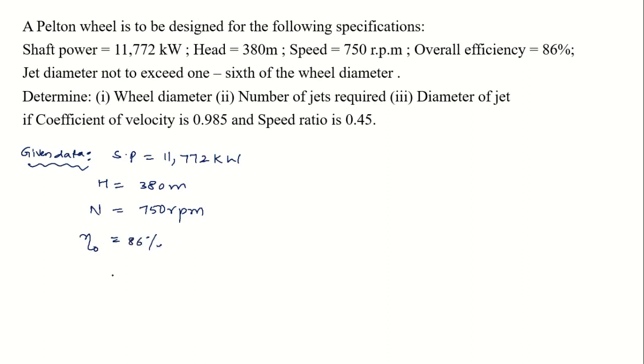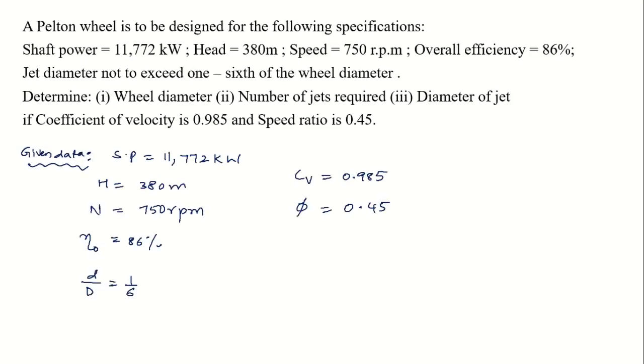And next it is given to us that the jet diameter is 1/6 of the wheel diameter, so we denote jet diameter with small d and diameter of the wheel with capital D. So according to this, the ratio of jet diameter to runner diameter is 1/6. Next we have coefficient of velocity CV given as 0.985, and we have speed ratio given as 0.45.